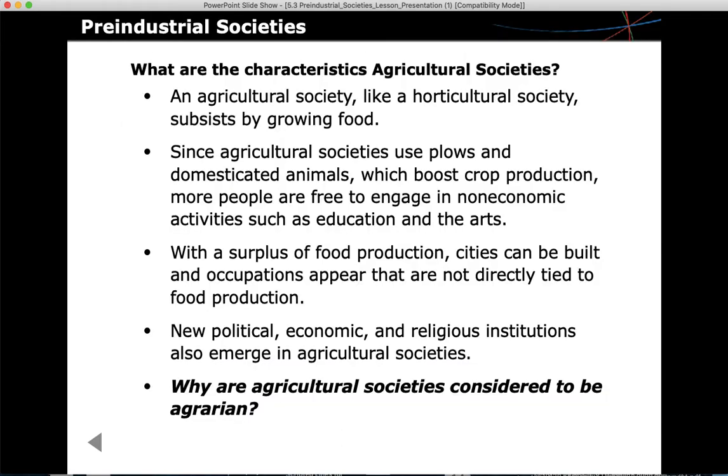Agricultural societies. Guiding question: what are the characteristics of an agricultural society? An agricultural society, like a horticultural society, subsists by growing food. Agricultural societies, however, use plows and domesticated animals, which boost productivity by digging more deeply into the ground and making it possible to farm larger areas. As a result, more people are free to engage in non-economic activities such as education and the arts.